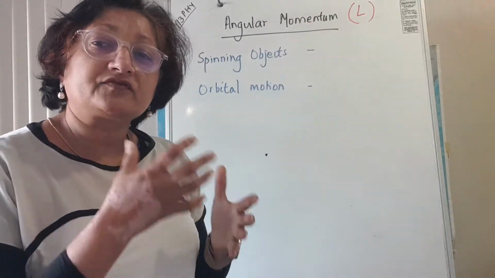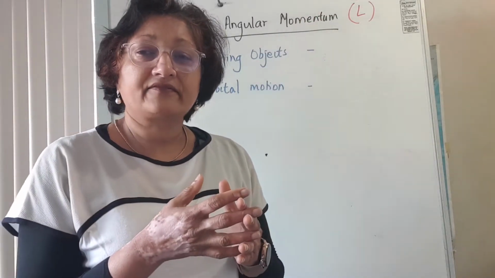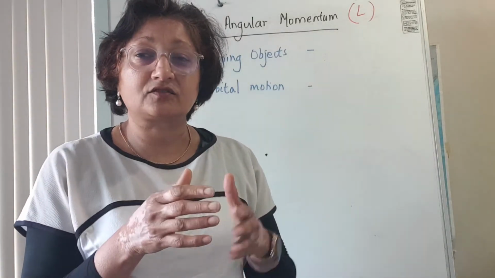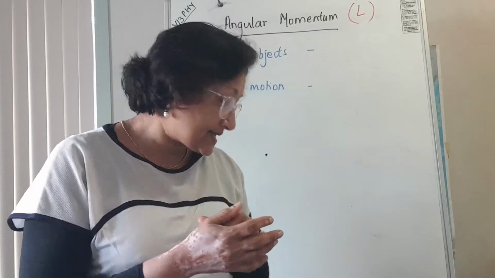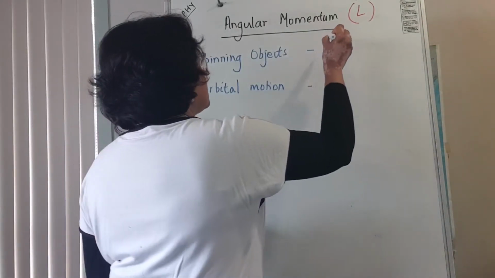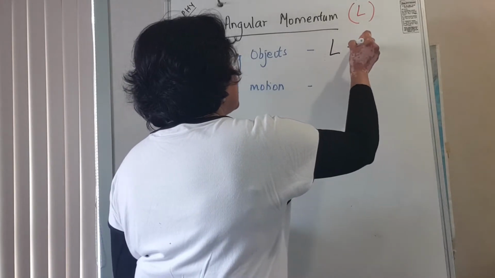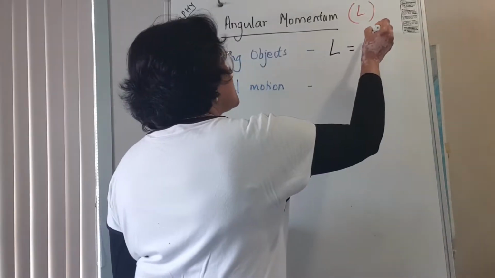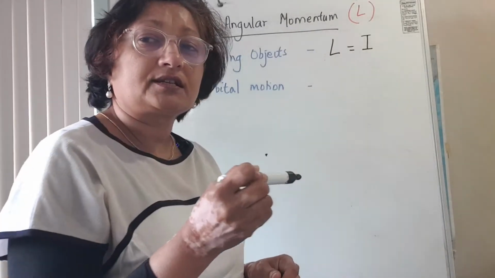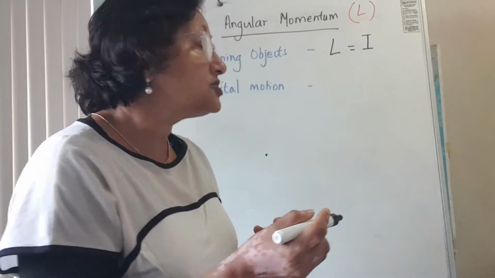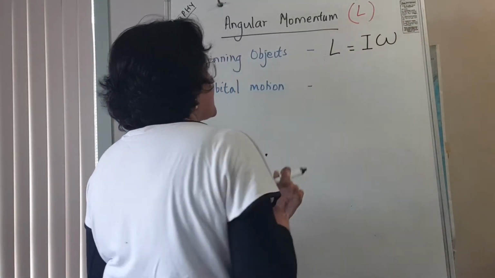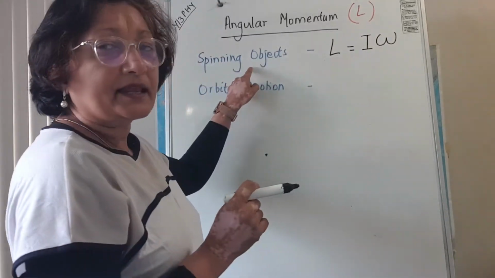Now, there are two types of rotational motion. You could have a spinning object, just like the Earth spins on its own axis, where the axis of rotation is within the object itself. In those cases, just like linear momentum is m times v, the rotational equivalent for mass is rotational inertia, and the rotational equivalent for velocity is angular velocity. So the formula for angular momentum is I omega for spinning objects.